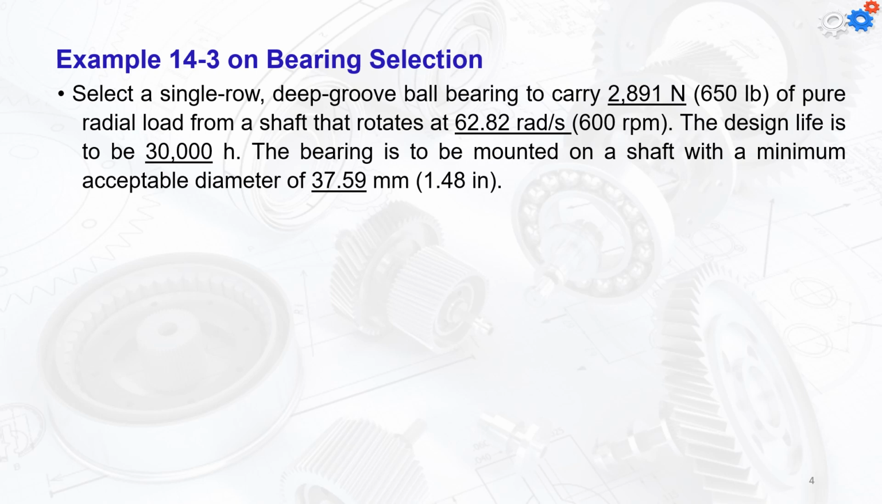In our example on bearing selection, we have the case of selecting a single row deep groove ball bearing to carry 2,891 Newtons of pure radial load from a shaft that rotates at 62.82 radians per second. The design life is 30,000 hours, and the bearing is to be mounted on a shaft with a minimum acceptable diameter of 37.59 millimeters.